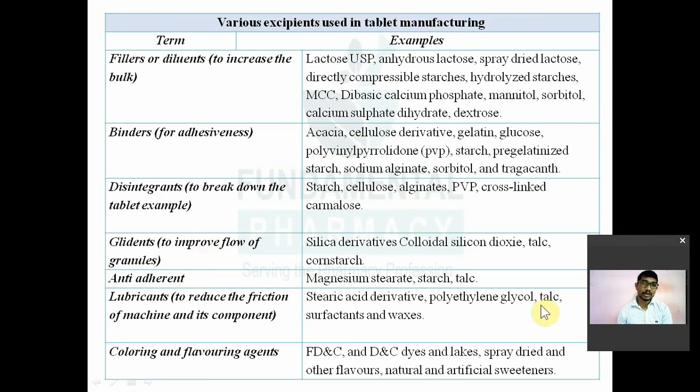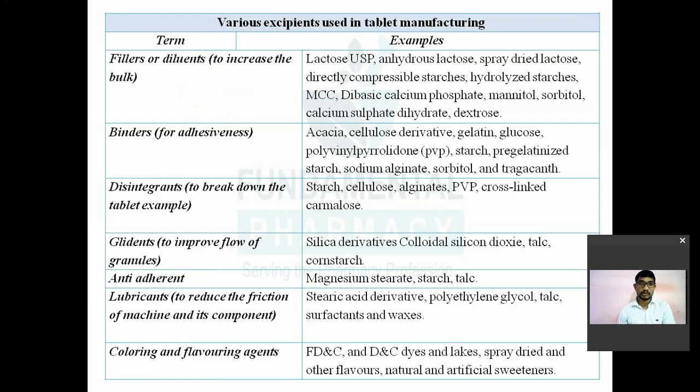So fillers or diluents. First of all, fillers or diluents. They are mostly used to increase the bulk volume of your tablet. If your drug is 1 milligram, like phenylephrine 1 milligram, your antihistaminic drug, its normal dose is 1 milligram, but you cannot formulate a tablet of 1 milligram. So you have to add a diluent.